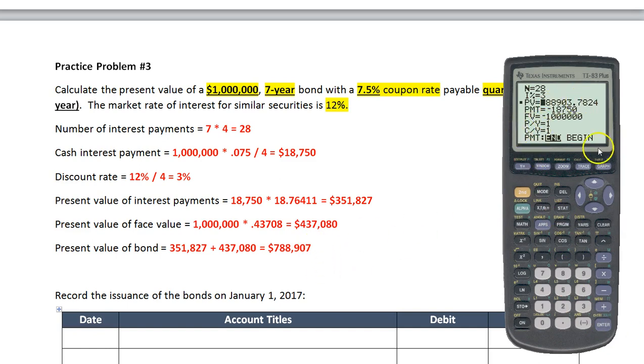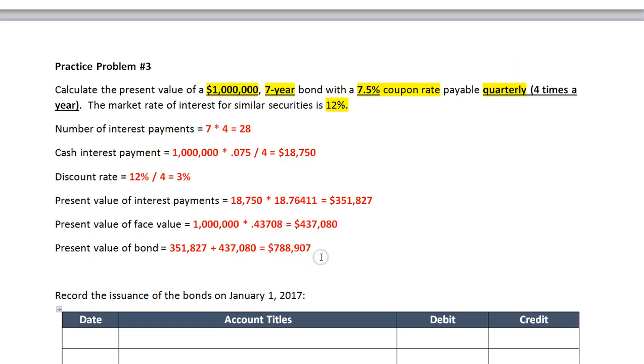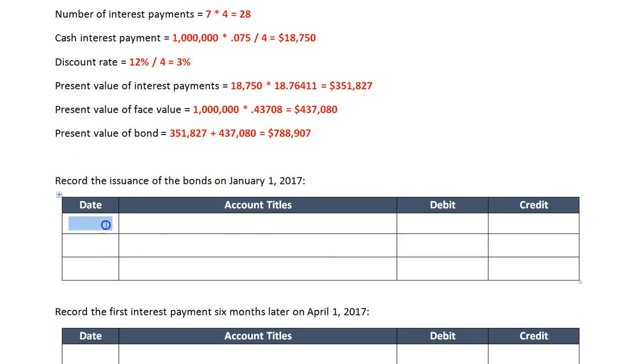Again, we see like a $3 or $4 difference here. That's because the tables only keep 5 decimal places, and a calculator is more precise. So we'll view the calculator answer as more correct. But I'm going to go ahead and show the journal entries as if this was a number. All right, the present value.